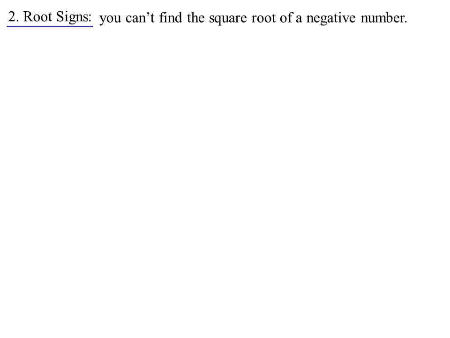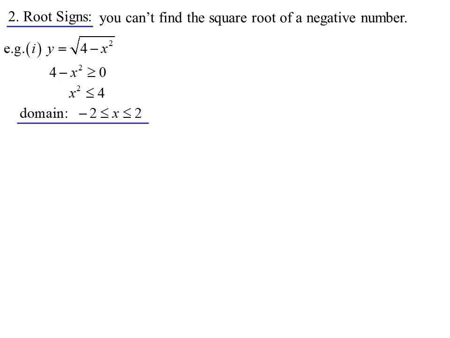Square root signs, that can cause problems as well. Right? You can't find the square root of a negative number. So therefore, whatever is under the square root sign has to be greater than or equal to 0. So I know 4 minus x squared is greater than or equal to 0. Solving that particular one, we end up with x is in between minus 2 and 2. There's our domain. And I can write that one that way because that is an inclusion. We're saying these are what are included.